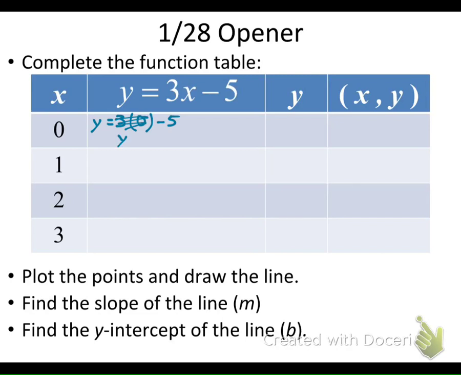Right? So then y equals negative 5, right? Oh, that's smooth. That's it. That's all we doing? Yeah.